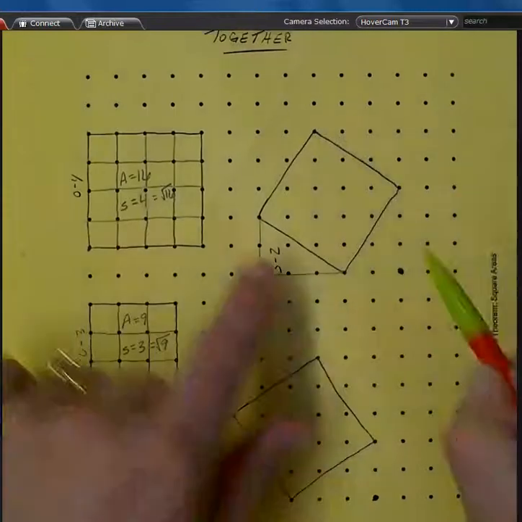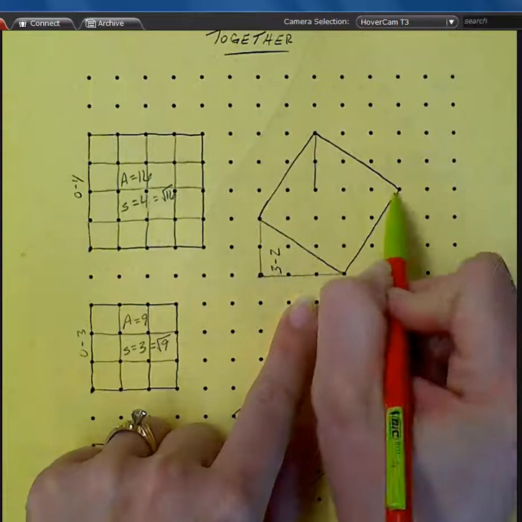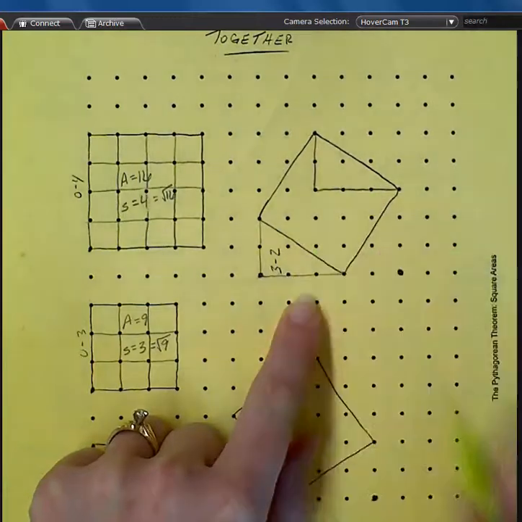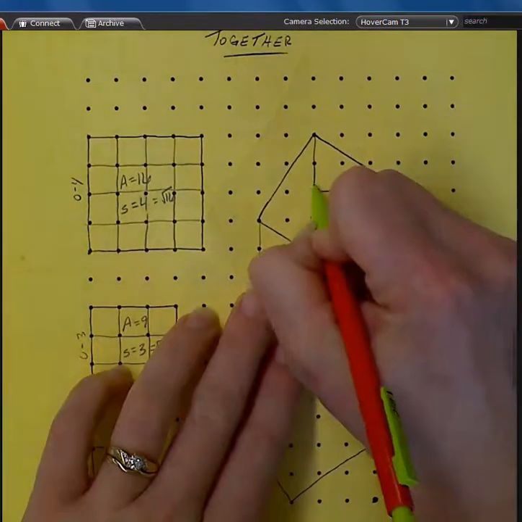Here's what I'm going to do. I always start in a corner and I go straight down and straight over to the next corner. Because what did I form now? Another triangle. A triangle with a 90-degree angle.